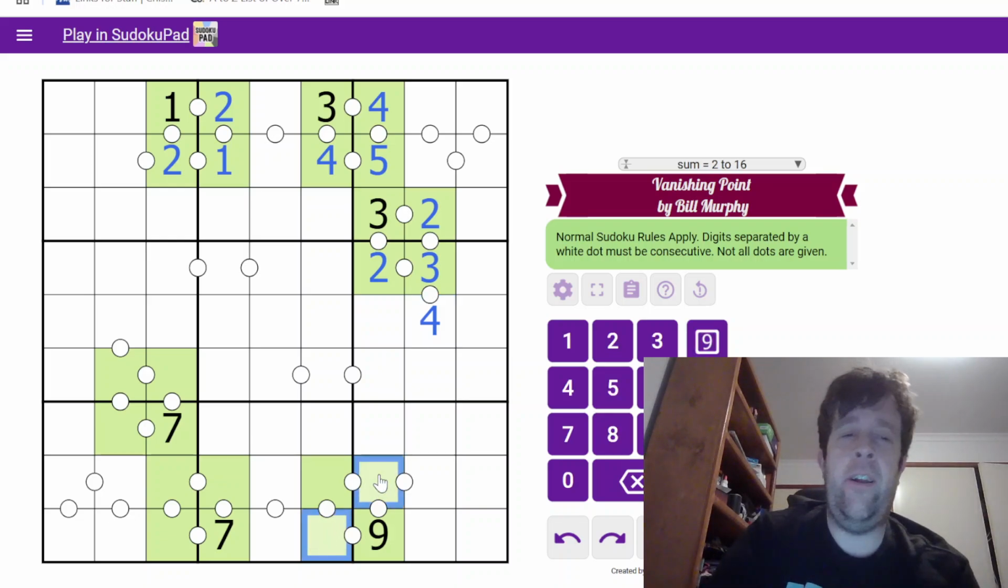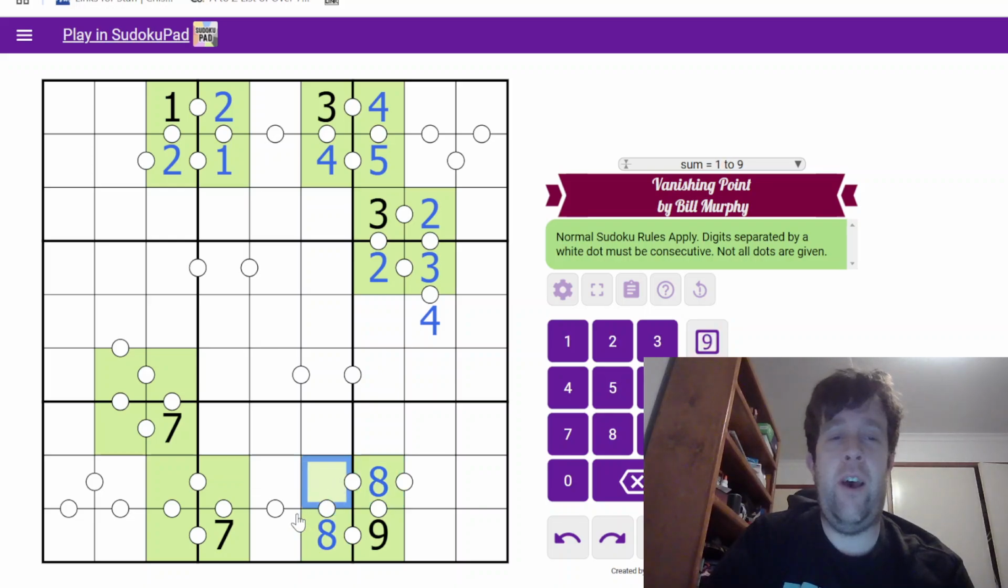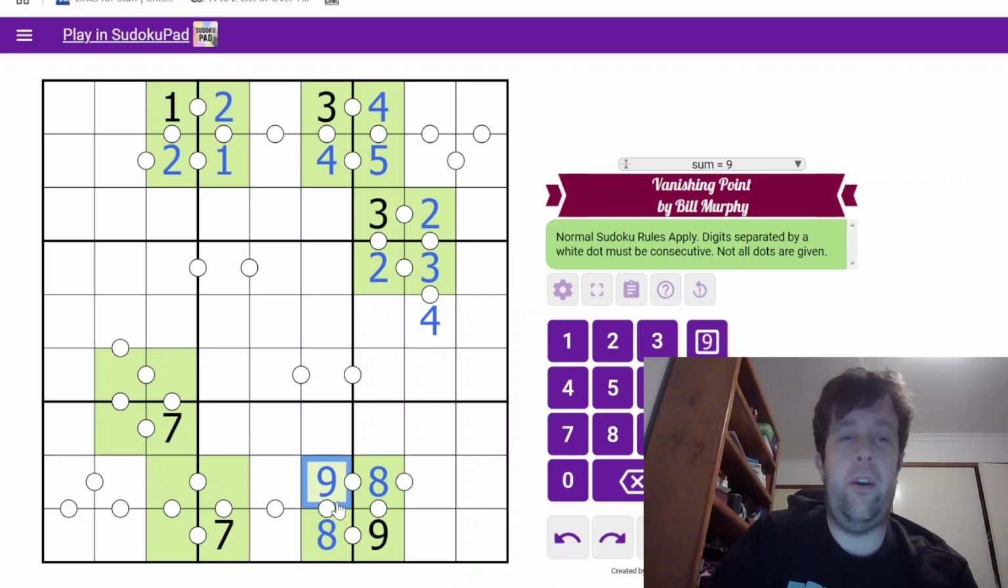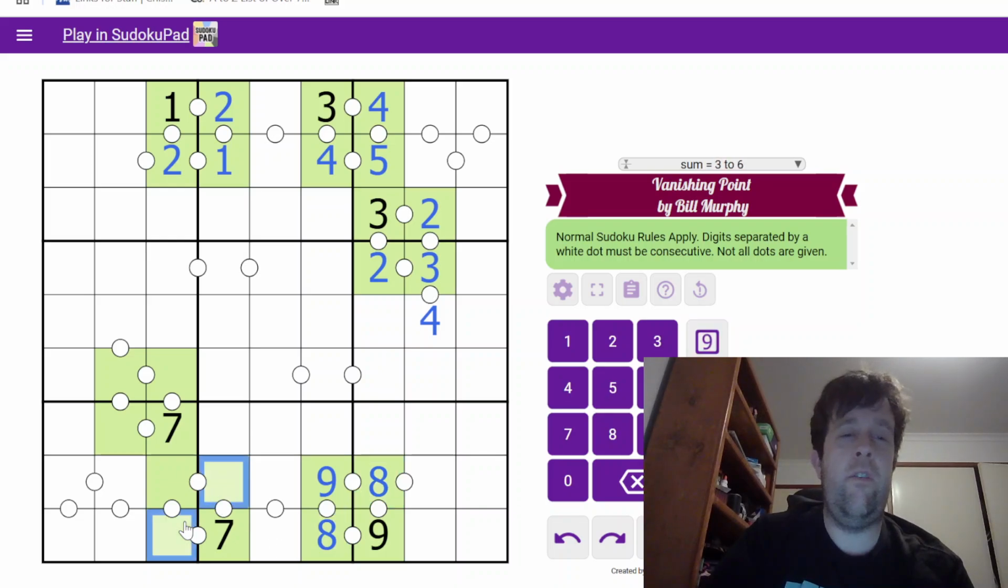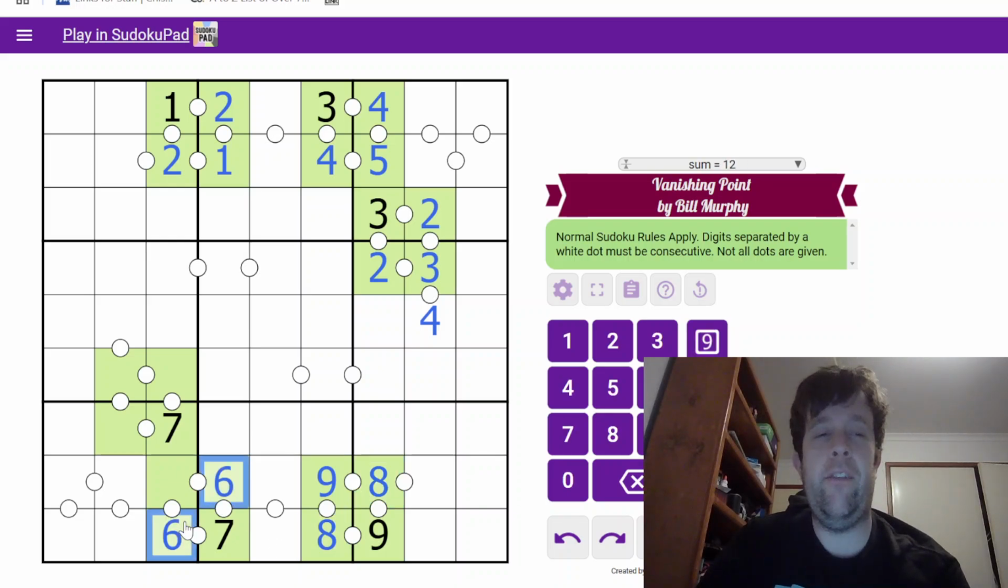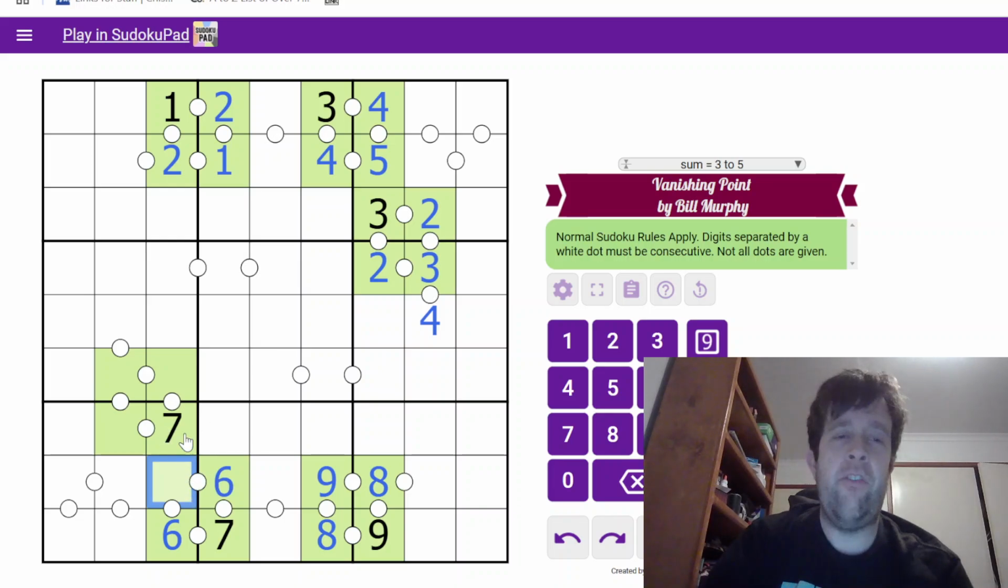2, 9 must be connected to 2, 8. This cell can either be a 7 or a 9. So, I'm going to put a 9 there because we have a 7 in the box. These 2 8s rule out these 2 cells from being 8s. They must be 6. These 2 6s need to be adjacent to a 5 or a 7. So that 7 is ruled out because of that one there, so this has to be a 5.